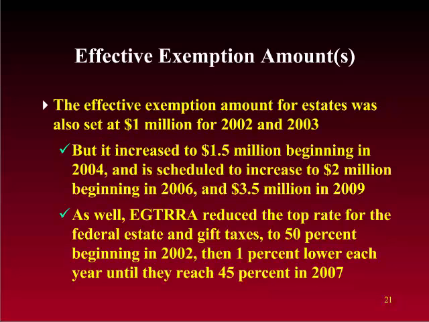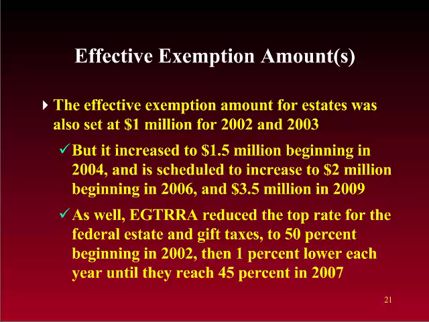The effective exemption amount for estates now, not gifts, but estates, was also set at $1 million for 2002 and 2003, but it increased to $1.5 million beginning in 2004, and is scheduled to increase to $2 million beginning in 2006 and $3.5 million in 2009. After 2009, for a year, it's infinite, right? And then it goes back to the schedule that was going up to $1 million.